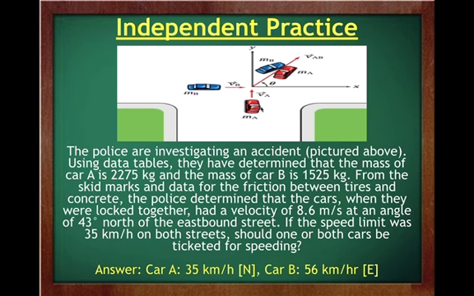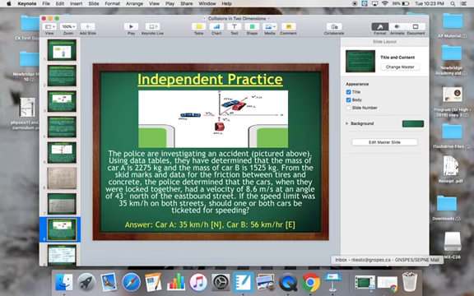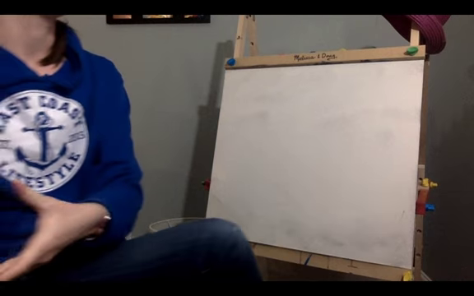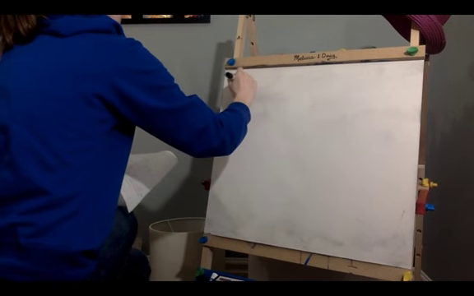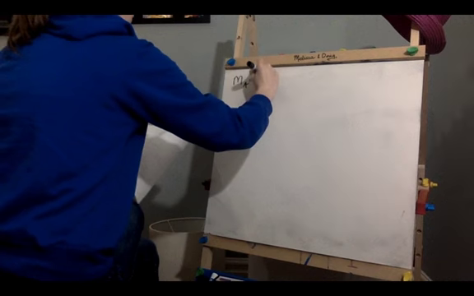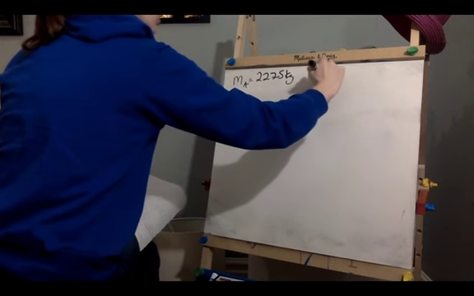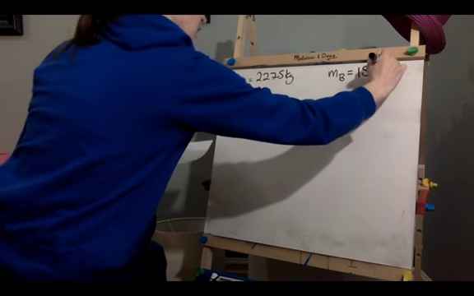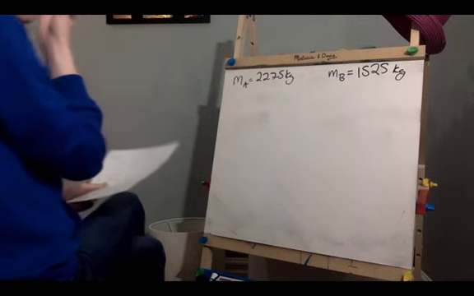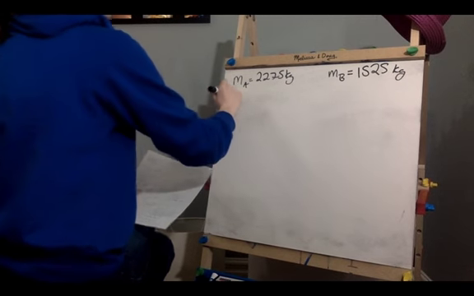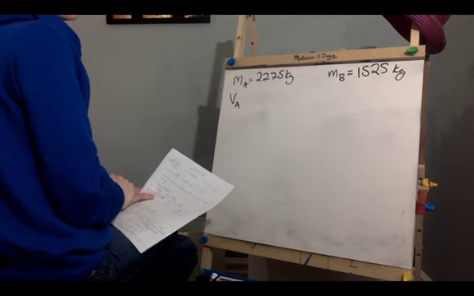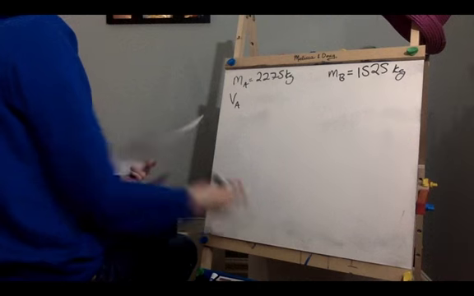Okay, so once again, let's start writing down the stuff that we know from this problem. Car A has a mass of 2,275 kilograms. We also know that car B has a mass of 1,525 kilograms. We do not know the velocity of the first car. It is unknown. This is what we're trying to find. We're trying to figure out if it was speeding.